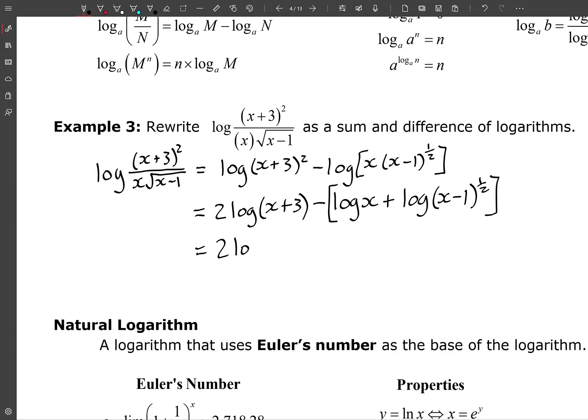And then this becomes 2 log of x plus 3. I'm going to break this up, distribute the negative, minus log of x, and then I'm going to take down that exponent, minus 1/2 log of x minus 1. And there you go, fully expanded.